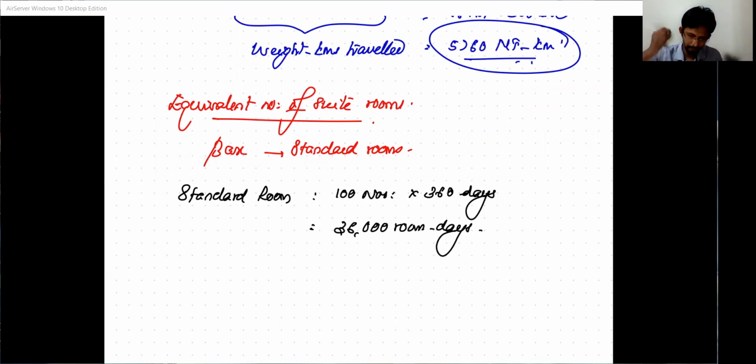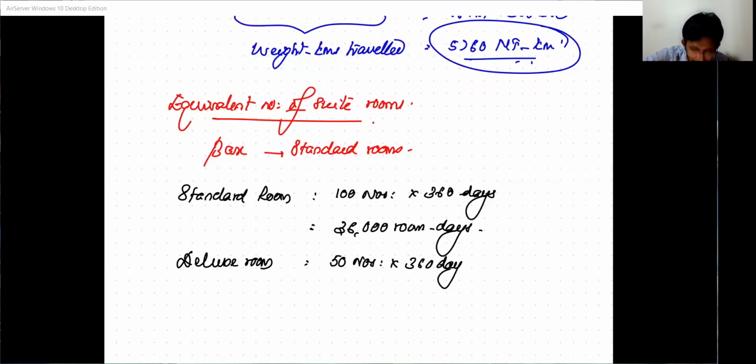room days. Whereas your deluxe room, how many deluxe rooms you have? You have 50 deluxe rooms, right? Yeah, 50. And that is also available for 360 days. So this will be equivalent to 50 into 360, that is 18,000 room days.